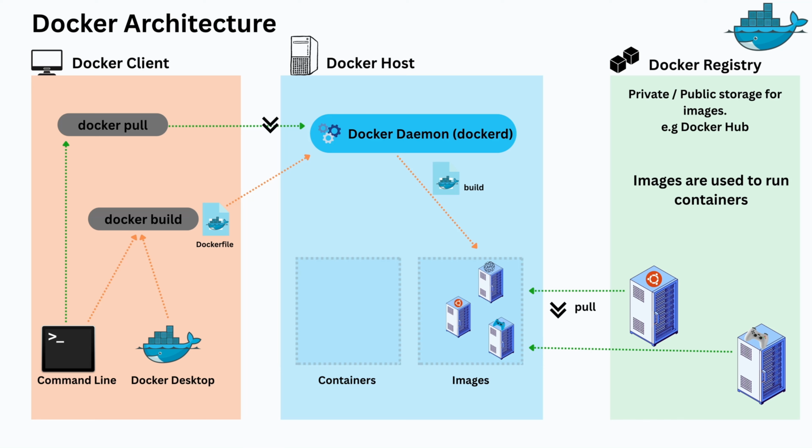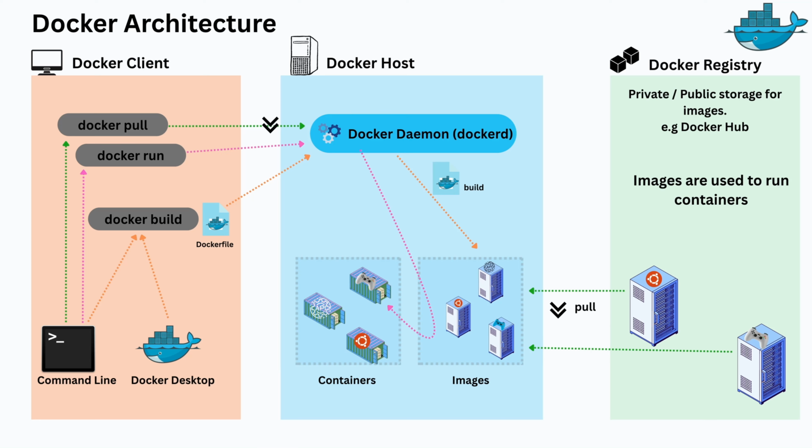Once you have one or more images on the Docker host, you can use the Docker run command, and the Docker daemon will use this command to run containers using Docker images. A container is just like a Docker image, only instead of being read-only, we add a read-write component and this becomes a container. It allows data to be stored within that container and allows the container to be run on the Docker host.